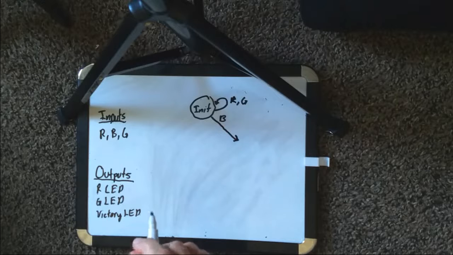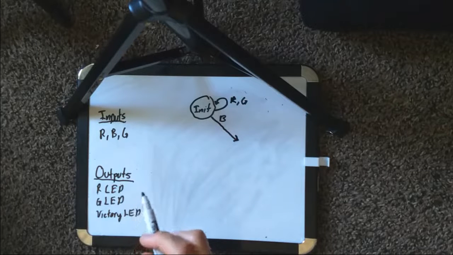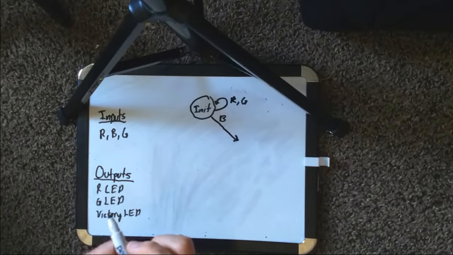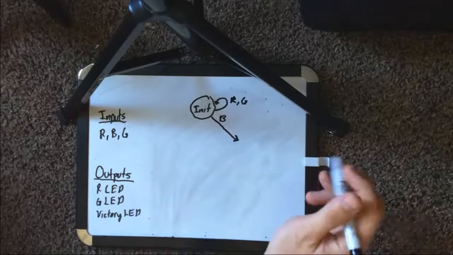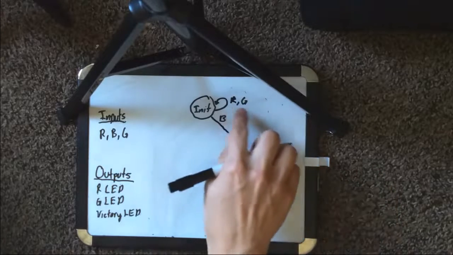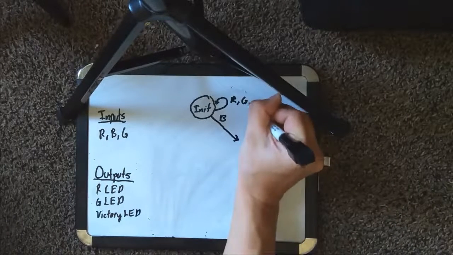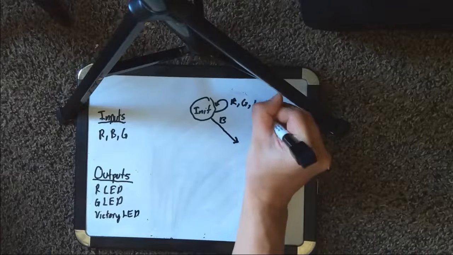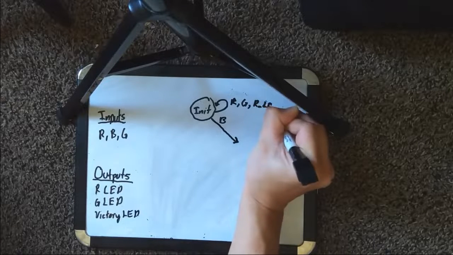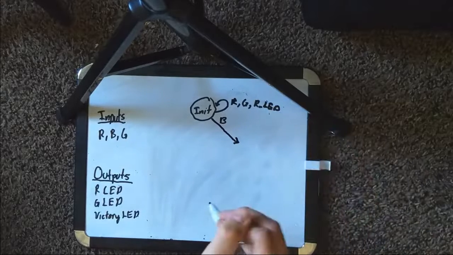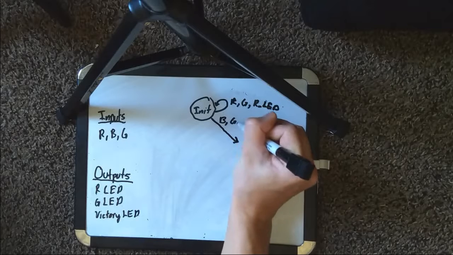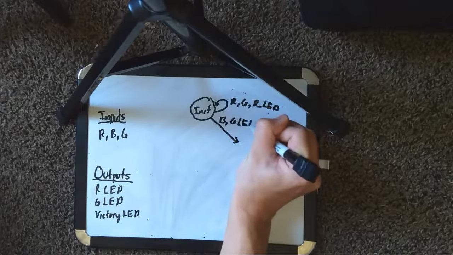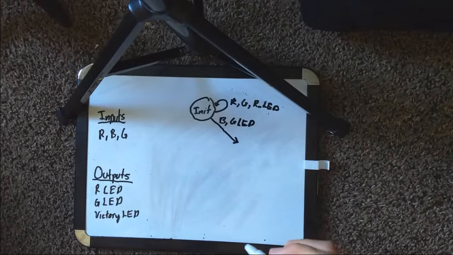Now we need to define our outputs. So in this machine, the outputs are dependent on the inputs. You'll learn more about this in a later class. So if we press red or green, we want an output of red LED because we pressed a wrong button. So red LED. But if we press the blue button, we want an output of the green LED. So we'll put green LED. Great, we've defined our init state.